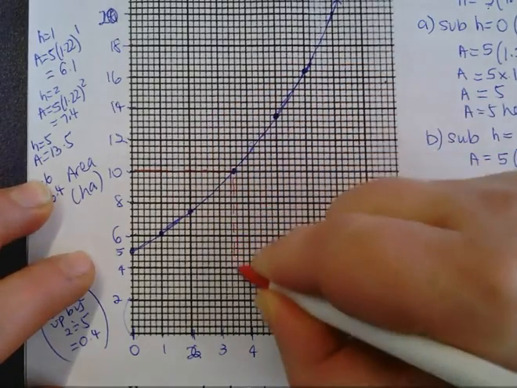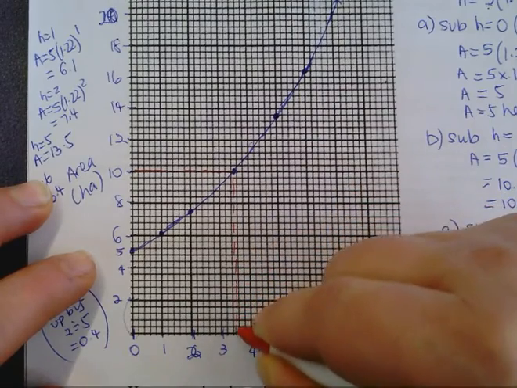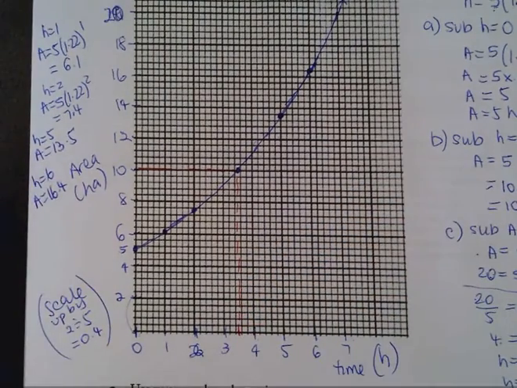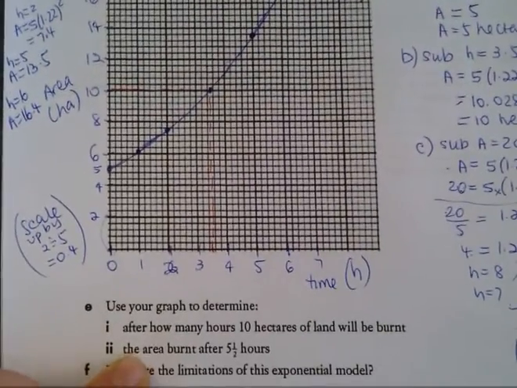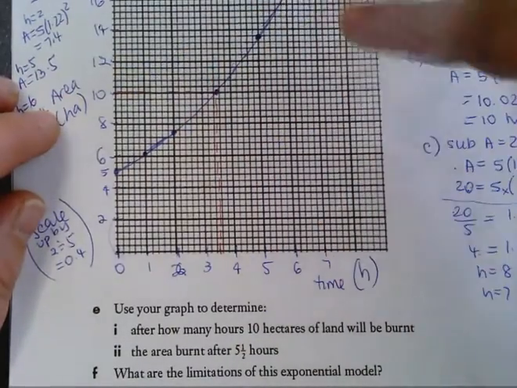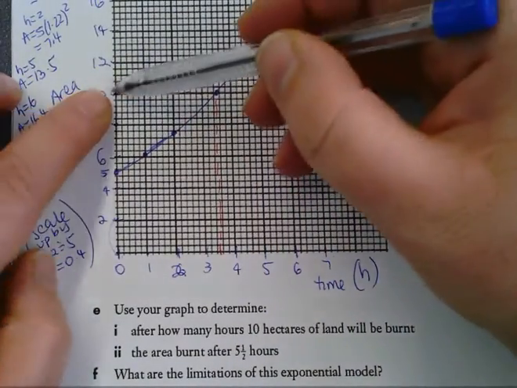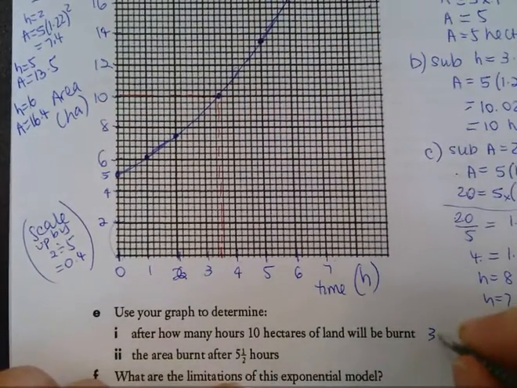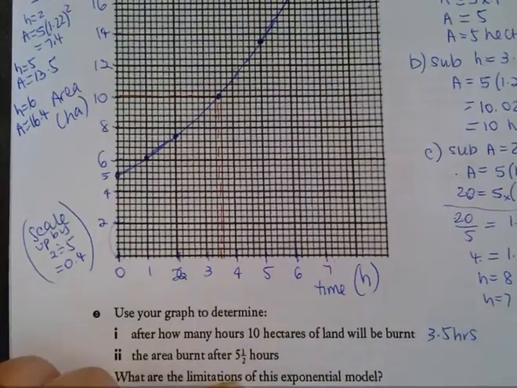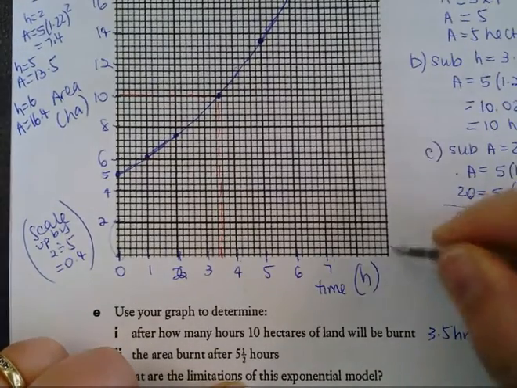Actually, we had that in one of our questions. That was in question B. After how many hours will 10 hectares be burnt? Coming across at 10 hectares, coming down, that's actually 3.5 hours. But that question was in part B.